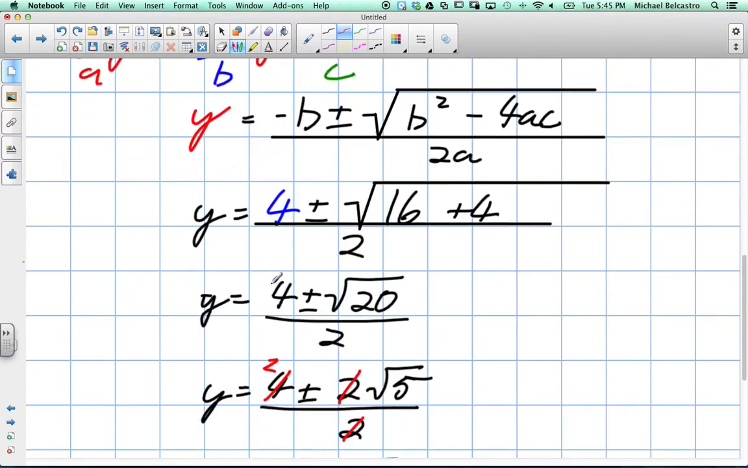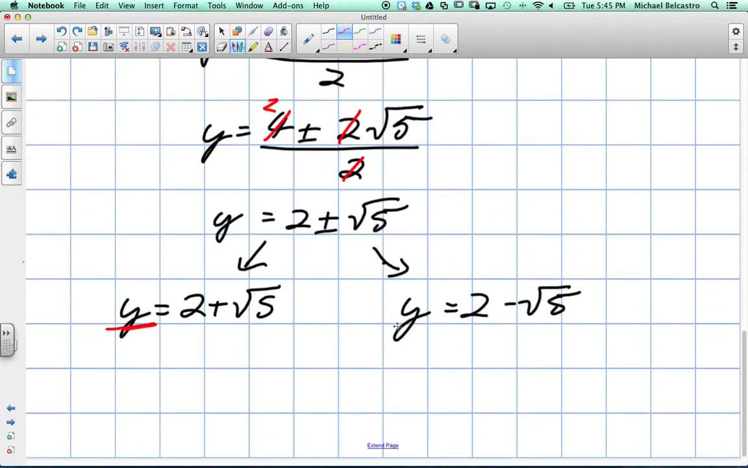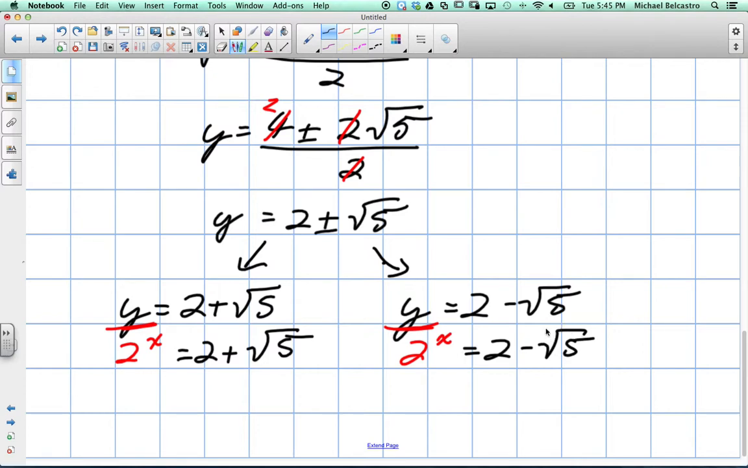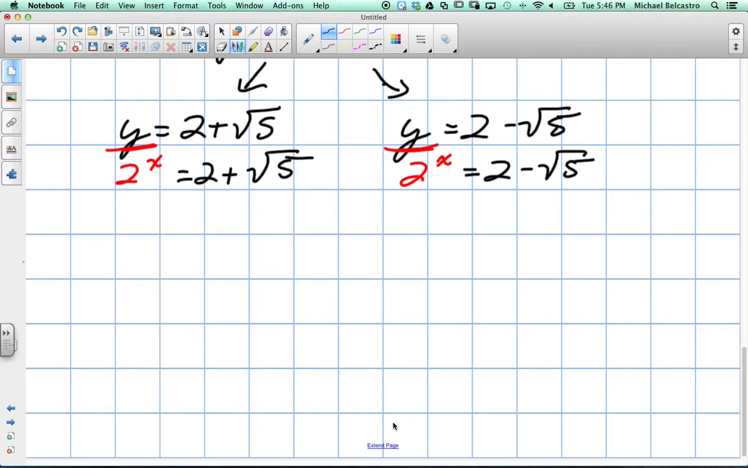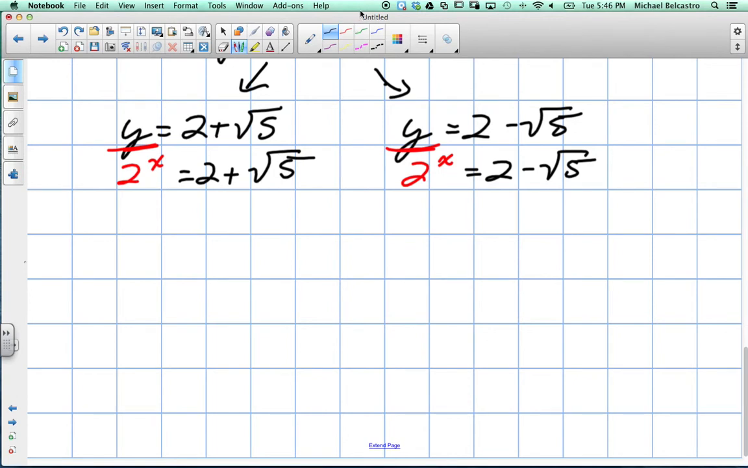So let's substitute our y out now. This y will now be replaced with 2 to the power of x. So essentially, 2 to the power of x is equal to 2 plus root 5, or it's equal to 2 minus root 5. Is this making sense so far? Yeah? Okay. From here, we could give values to this, or we could go about finding logs of both sides.